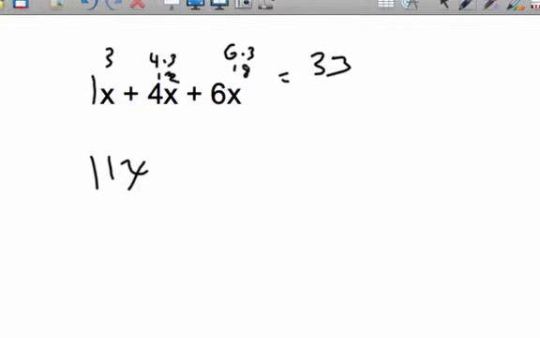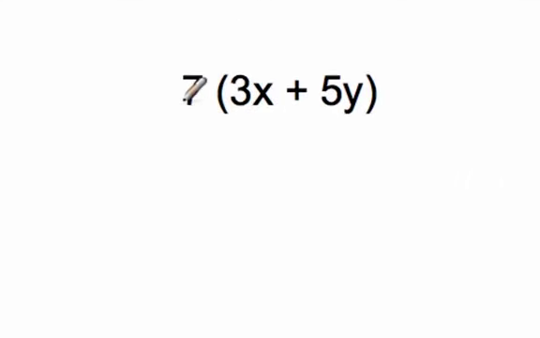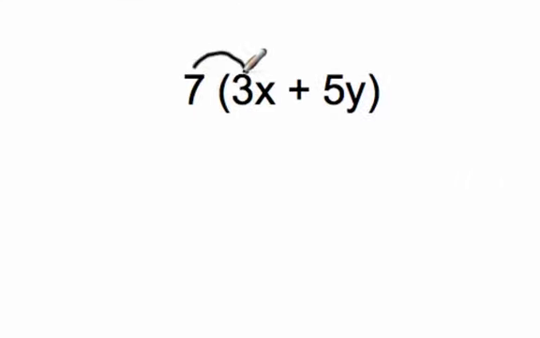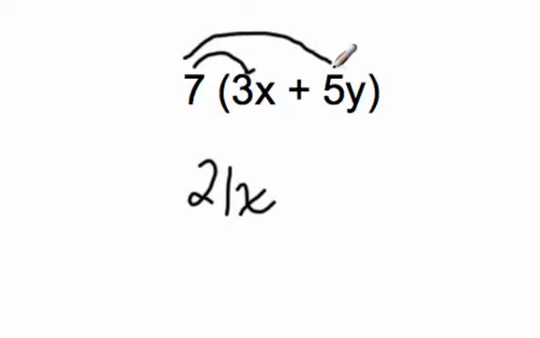So here's another example. This one has 2 variables. All we're going to do is distribute the 7. So 7 would be multiplied times 3x, and that equals 21 groups of x, 21 times x, and it would also be distributed over here to the 5y. So we're going to add 35y.